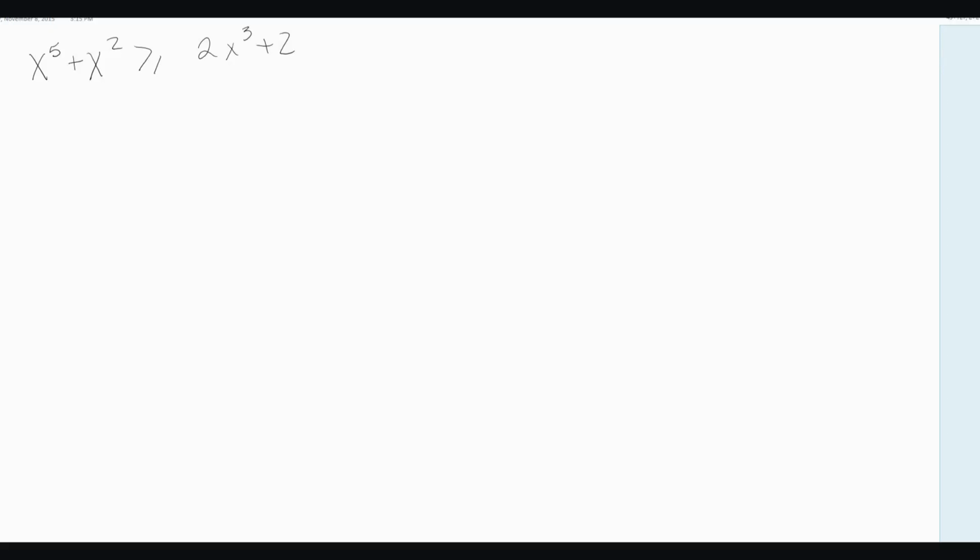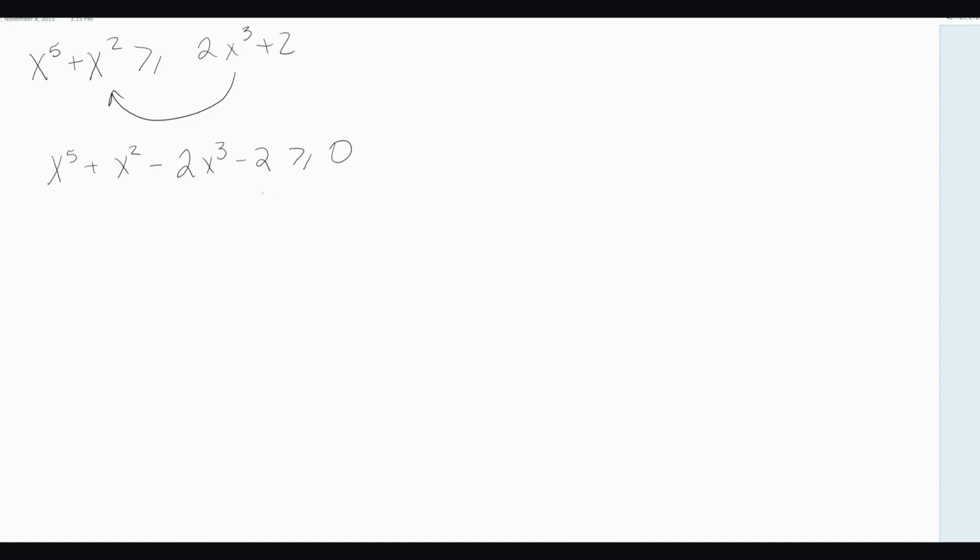Okay, April, let's look at this problem. So we have x to the fifth plus x squared is greater than or equal to 2x cubed plus 2. So the first thing we're going to do is move everything over to this side. So we're going to have x to the fifth plus x squared minus 2x cubed minus 2 is greater than or equal to 0.